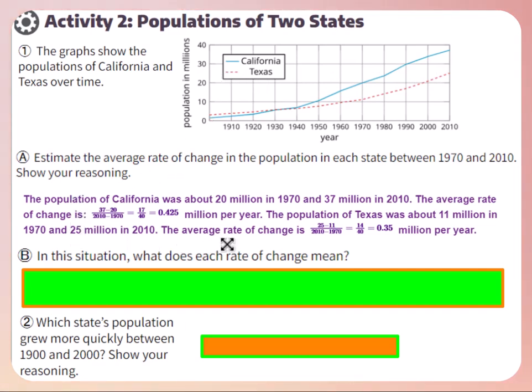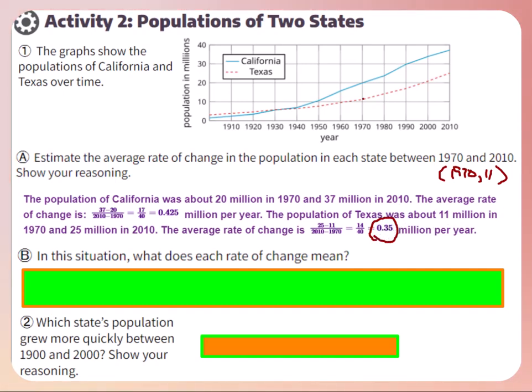So the average rate of change, start with your Y's, 25 minus 11. It might be easier to write those points down too. 1970, comma, 11. You get the idea. And then 2010, 25. And then you can find the slope. Okay, calculate the slope and you'll get 0.35 million per year.